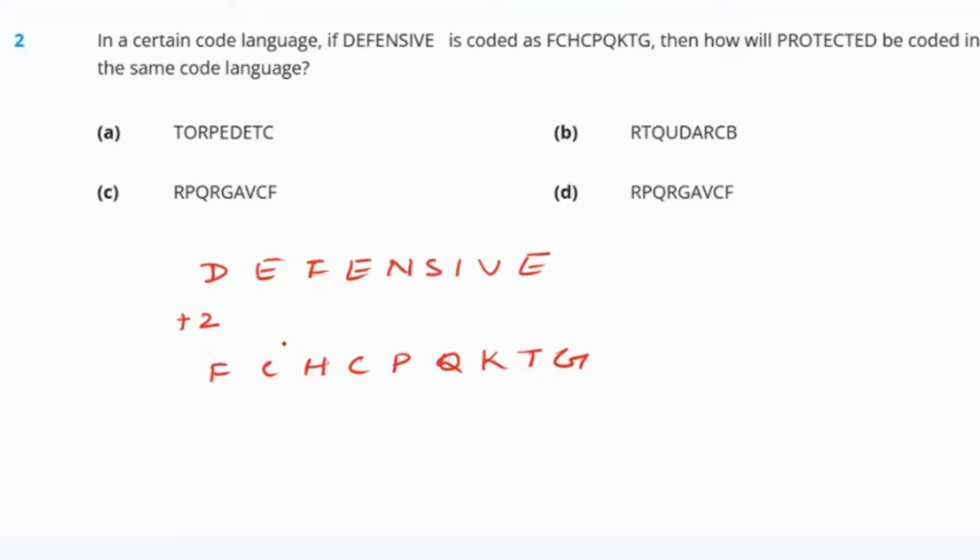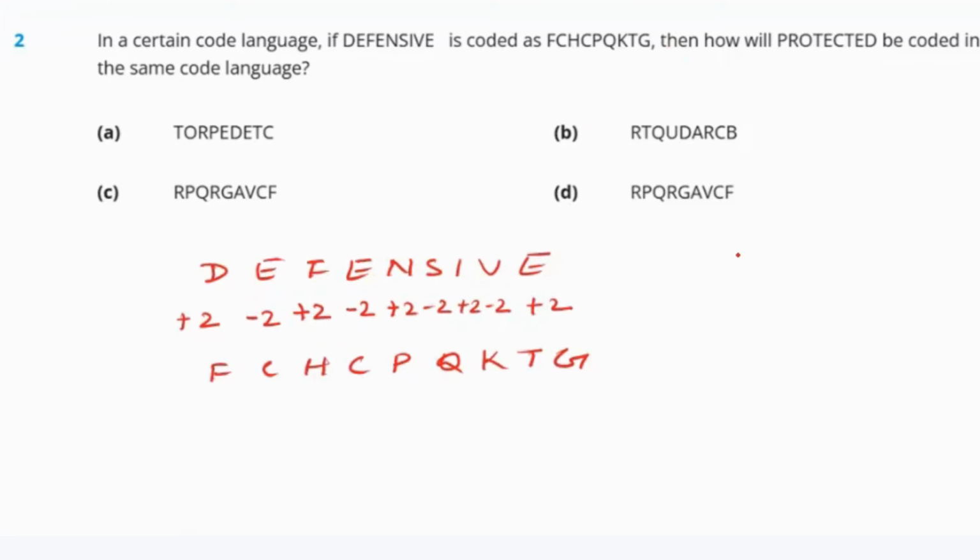From E to C, I'm just minusing 2 letters. Before E is D, and then C, so I'm minusing 2 letters. From F to H, again I'm adding 2 letters: F, G, H. Here I'm minusing 2 letters. Again I'm adding 2, again minusing 2, then adding 2, then minusing 2, then adding 2. This is the format.